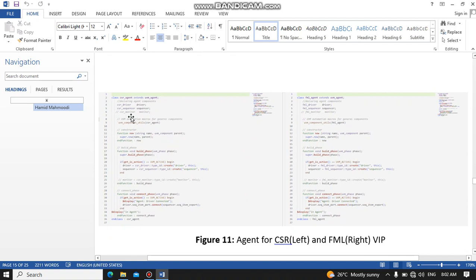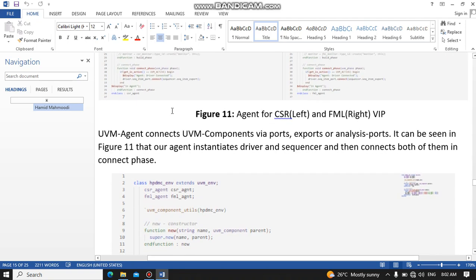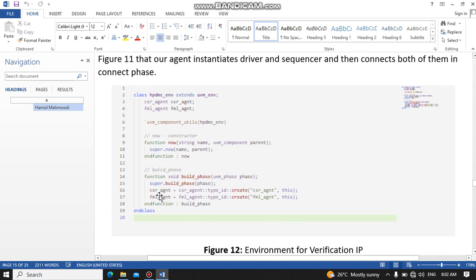This is our agent. As you know, the UVM agent consists of a sequencer, monitor, and driver. So we have here the driver and sequencer, and the driver is connected to the sequencer via the sequence item port in both FML and CSR agents. Here is our environment. In our environment, both our CSR agent and FML agent are instantiated and built, so we can use them.